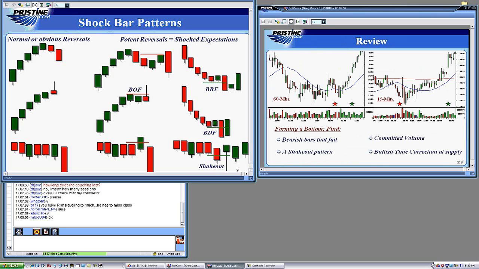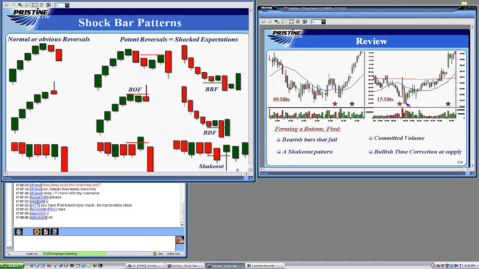When we see an extended decline and we start looking for signs of a bottoming process, we see that attempts to move lower don't follow through. We'll often see large red bars, sell-offs that pop right back up again. We see bottoming tail bars form. And we see complete retracements of red bars like that. We see volume coming in on the reversals, what we call committed volume. We see shakeout patterns.